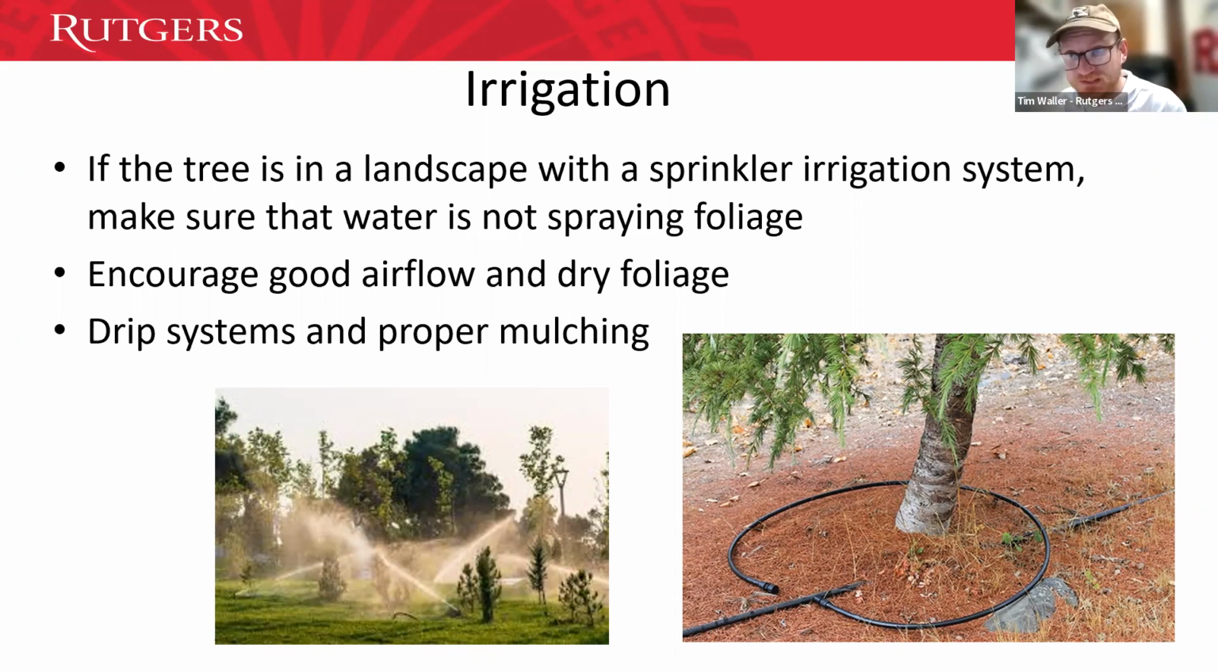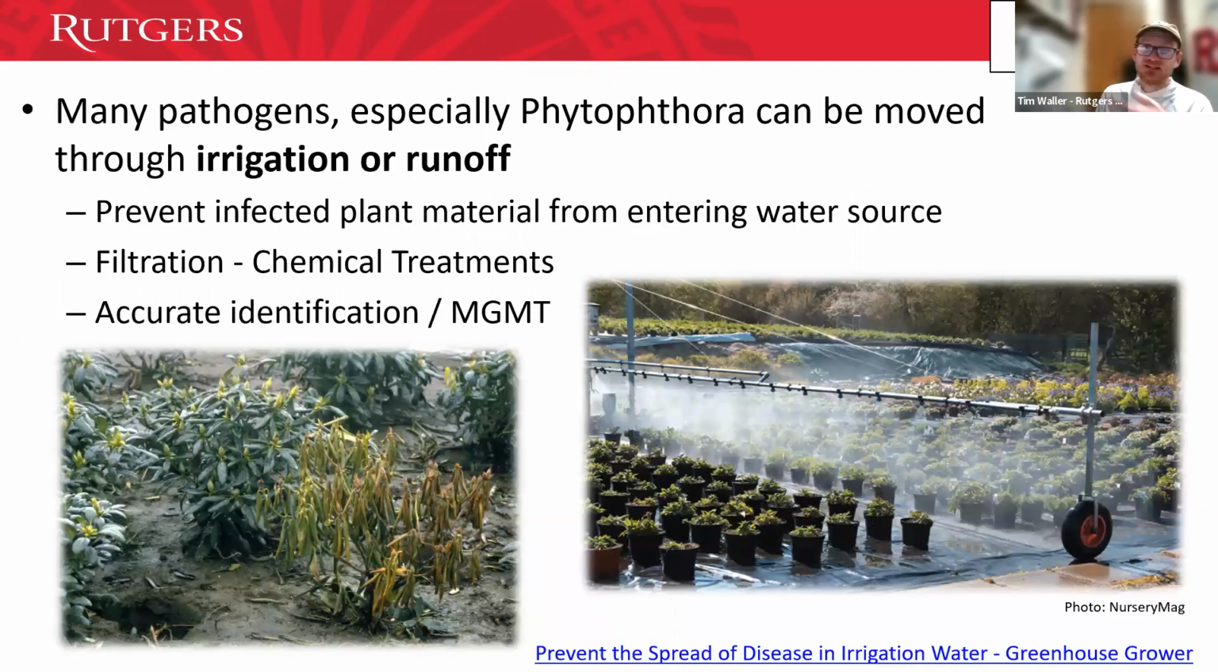However, I am a realistic person. I understand that's not always the case, but I would implore you, if you can reduce overhead irrigation, you will have less disease across the board. If you can just water the root systems of the plants you want to grow, better off you're going to be. And this is kind of what I was getting at with watching for water movement.